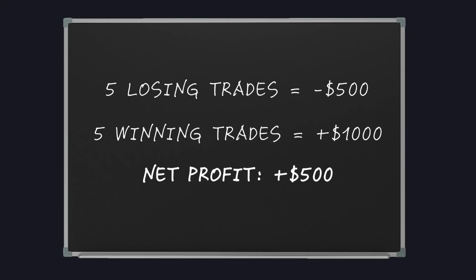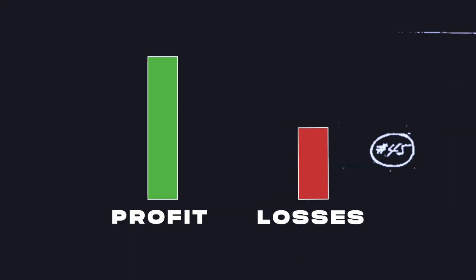Imagine placing 10 trades with a risk-reward ratio of 1-to-2. Even if you lose 5 out of those 10 trades, the 5 wins will outweigh the losses. If each losing trade costs you $100 but every winning trade earns you $200, the math works in your favor. 5 losing trades: minus $500. 5 winning trades: plus $1,000. Net profit: plus $500. The goal is to ensure that your average win is always larger than your average loss. That's the secret to consistent profitability even with a 50% win rate.